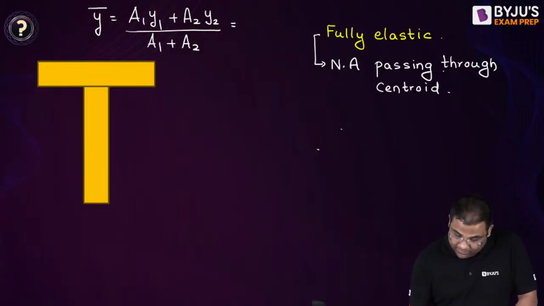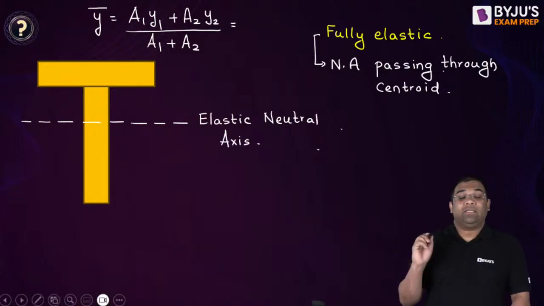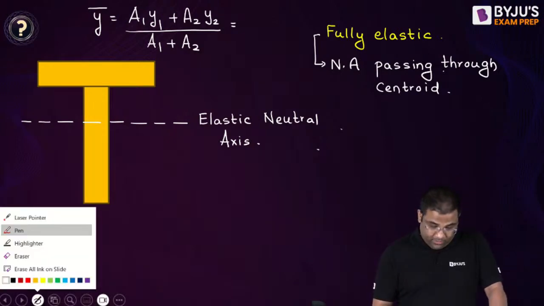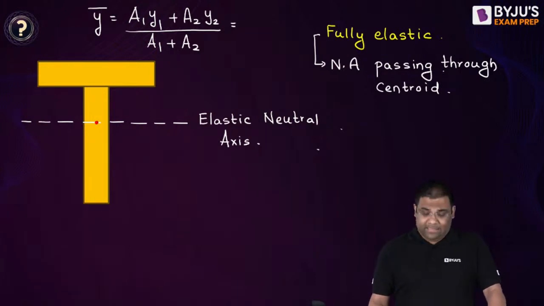That means your elastic neutral axis is somewhere here. This is your elastic neutral axis. Elastic neutral axis passes through the centroid. Okay, yes. Next, this is the elastic neutral axis. Let us go to the plastic neutral axis.